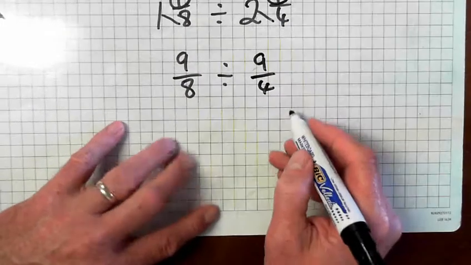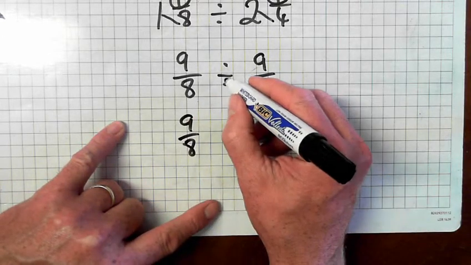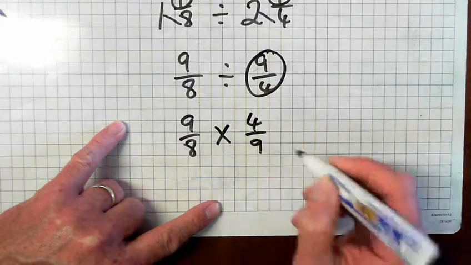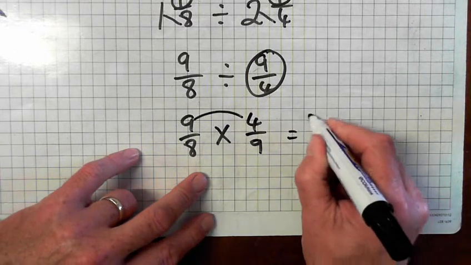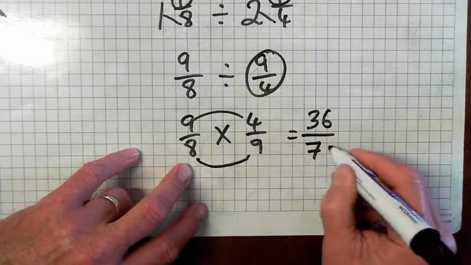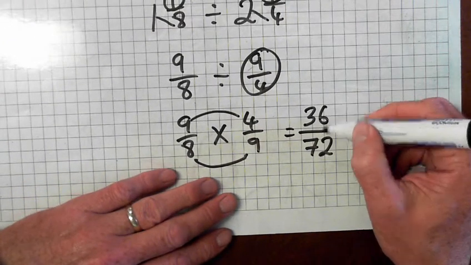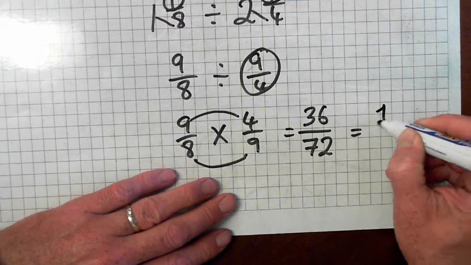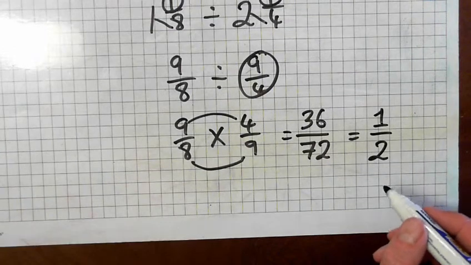How do you divide? So 9 over 8. Well, to divide, what you do is you multiply, turn this one upside down. Now finish off. Now multiply. 9 4s, 36. 8 9s, 72. Now, how do you simplify? Well, 2 36s is 72. 36 and 36 goes once. 36 and 72 goes twice. The answer is a half.